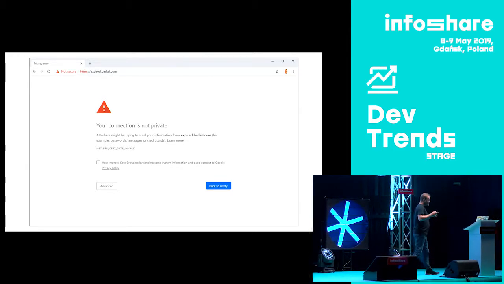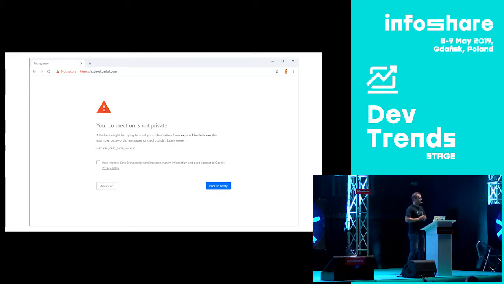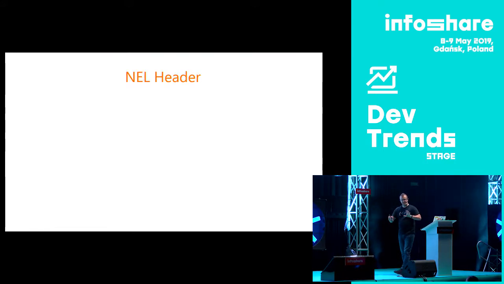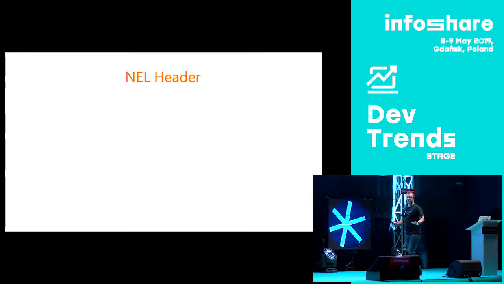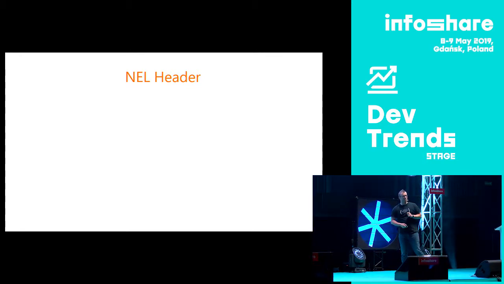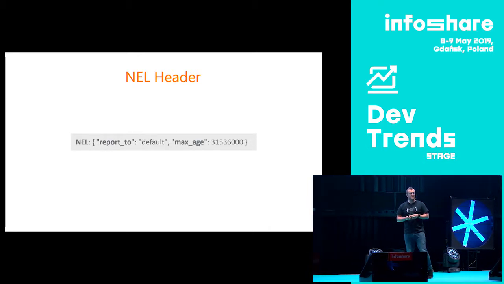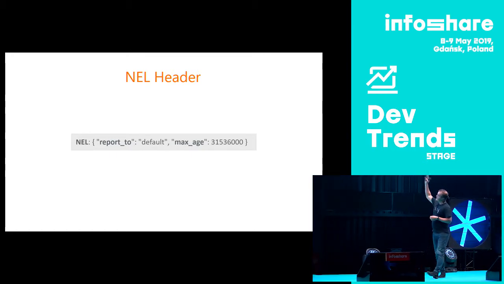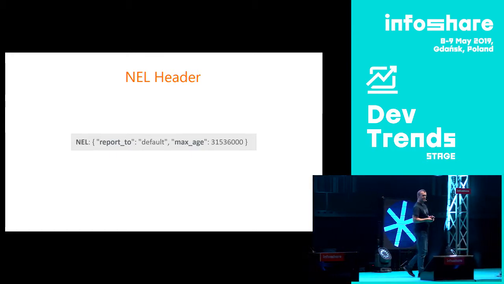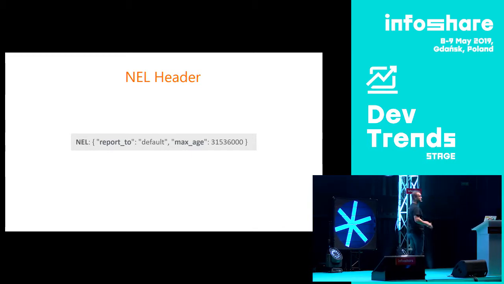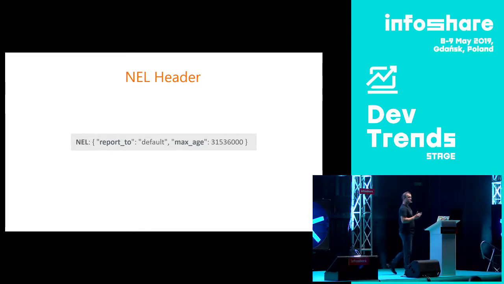Now, if you want to get all of these types of reports, you need to enable network error logging, as I said. And this is how you do it. This is the whole configuration for enabling all of the reports that I just talked about. You simply issue the NEL header, the network error logging header. Report to default. This is the group that we configured earlier. So you're saying, yes, I would like these reports. Please send them to the group called default. And again, the browser will remember this policy and apply it.